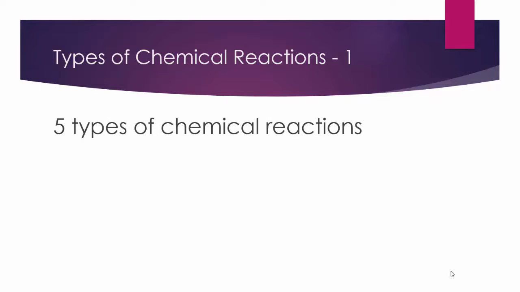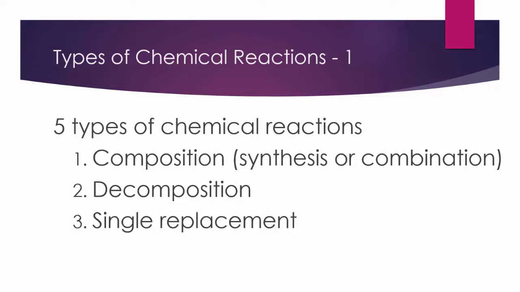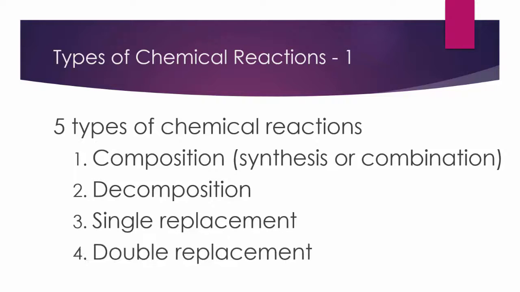So now let's talk about the 5 types of chemical reactions, and all chemical reactions can be broken down to these 5 types. The first is composition, sometimes called synthesis or combination. Second is decomposition. Third is single replacement. Fourth is double replacement. And number 5 is combustion. And in this video we're going to deal with the first two, composition and decomposition.